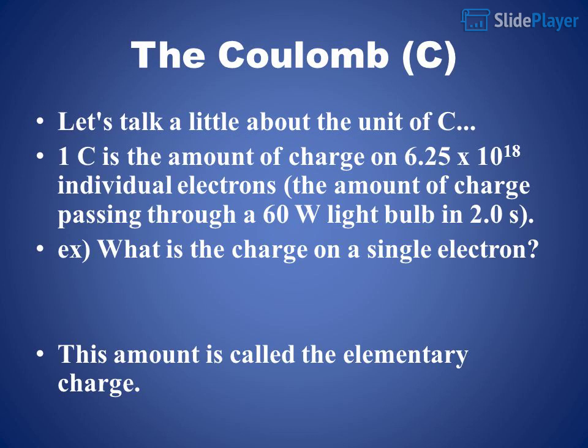Let's talk a little about the unit of C. 1 C is the amount of charge on 6.25 × 10^18 individual electrons, the amount of charge passing through a 60 W light bulb in 2.0 s. Example: what is the charge on a single electron? This amount is called the elementary charge.